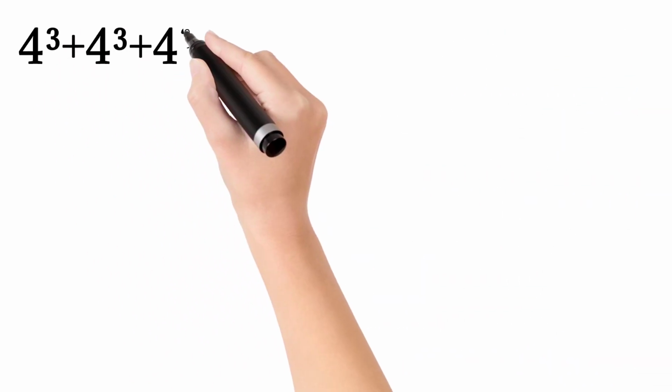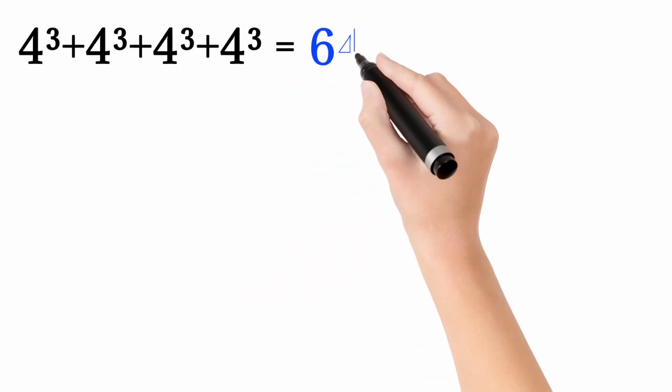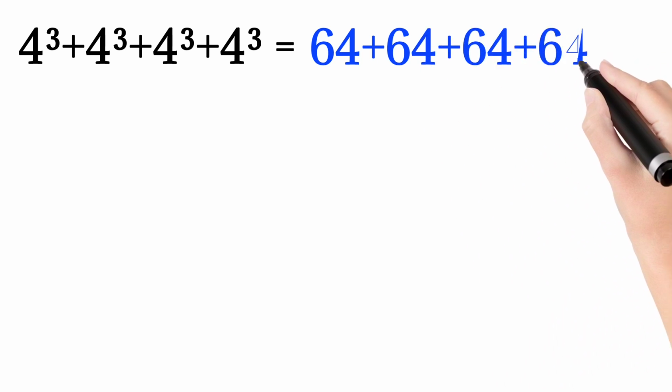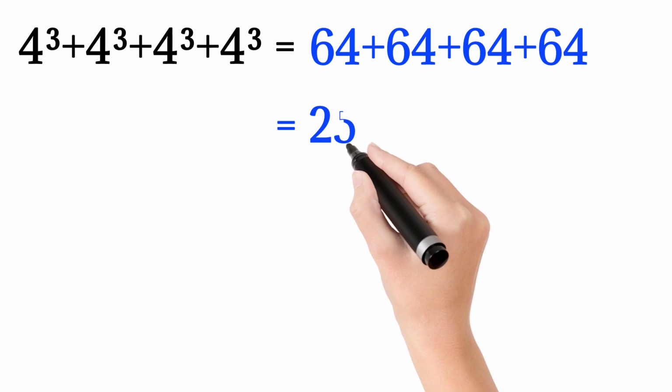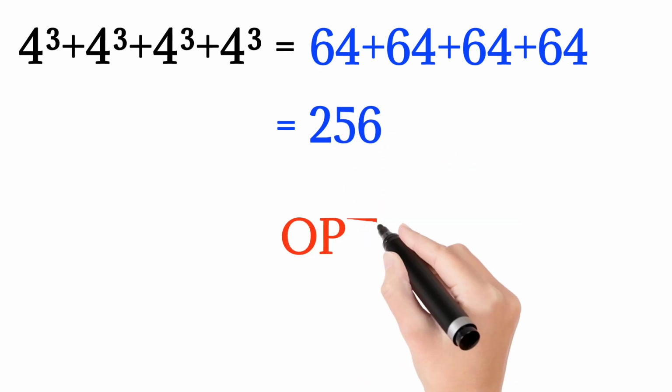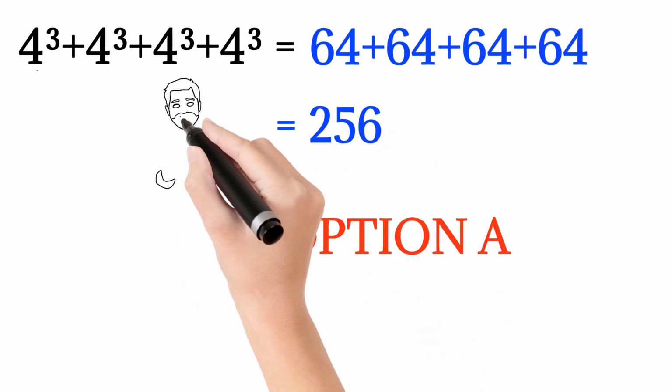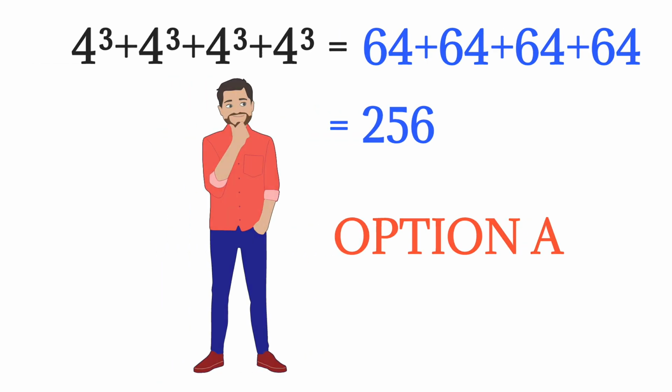We will simply write the value of 4 cube, which is 64 at all 4 places. Now we can directly add them. And hence it becomes 256. Which is option A. Let's check another options too.